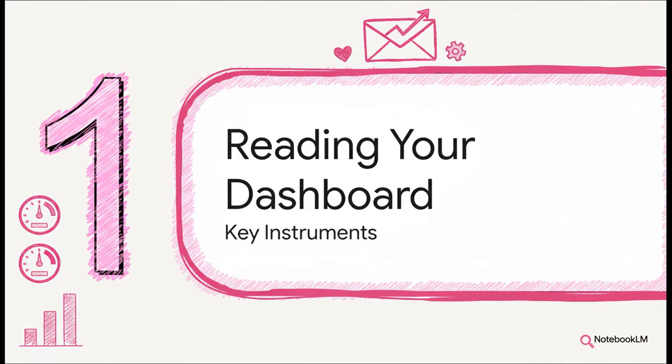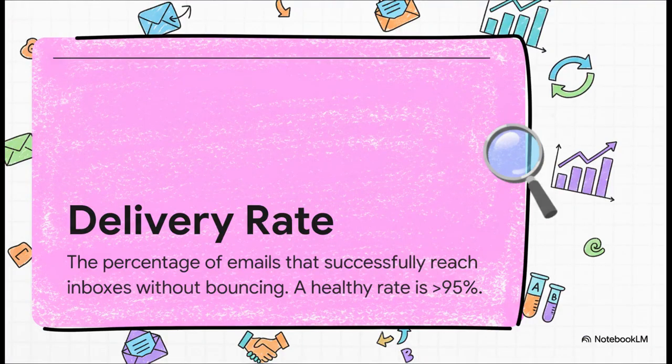First things first, you've got to understand the key instruments on your dashboard. These are the core metrics that tell you exactly how healthy your campaigns are. First up is delivery rate. And look, this is the absolute bedrock of everything. If your email doesn't actually get to the inbox, well, nothing else can happen, right? You're shooting for over 95% here. A good rate tells everyone you're a trustworthy sender, which is huge.